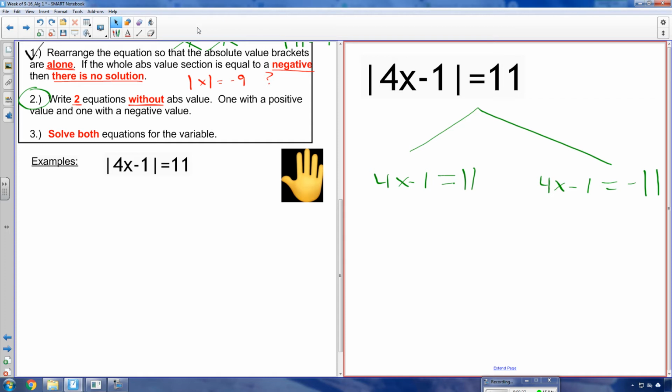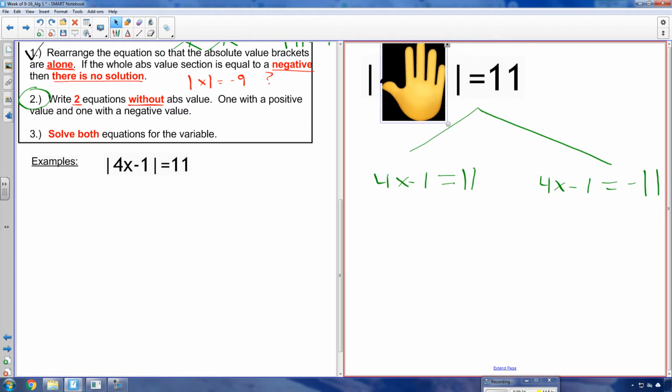Well, this thing right here helps me to understand. Whatever's underneath this hand right here, if that hand is 11, what is the absolute value of 11? Anybody have any ideas about that? Thoughts? Yes?